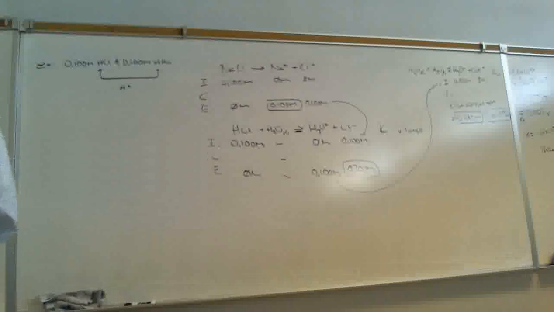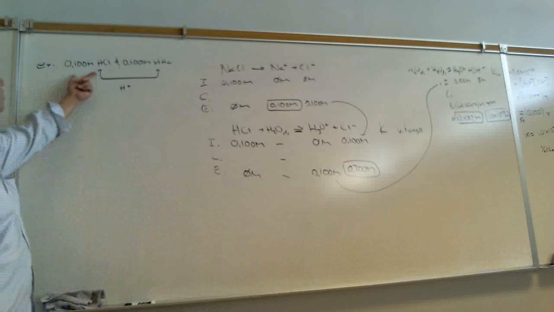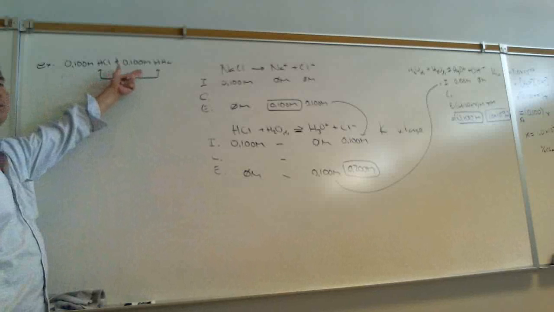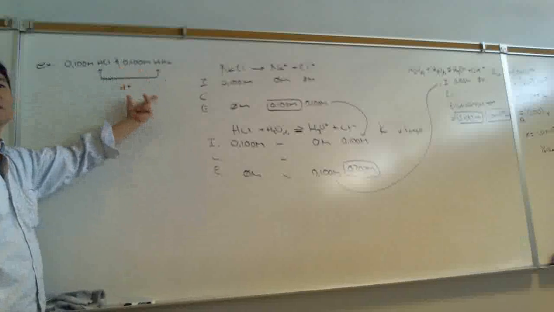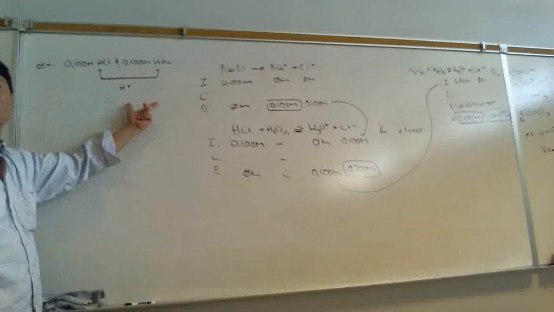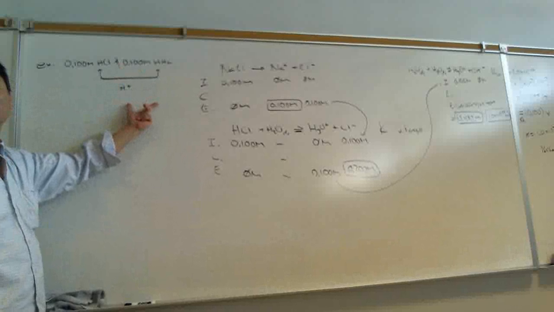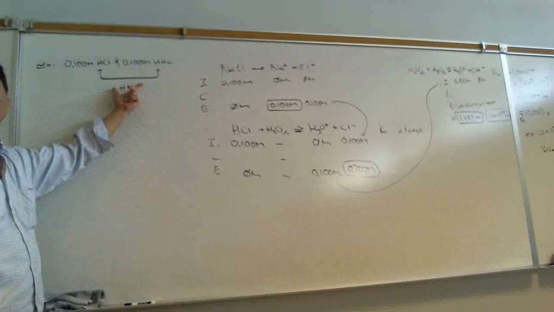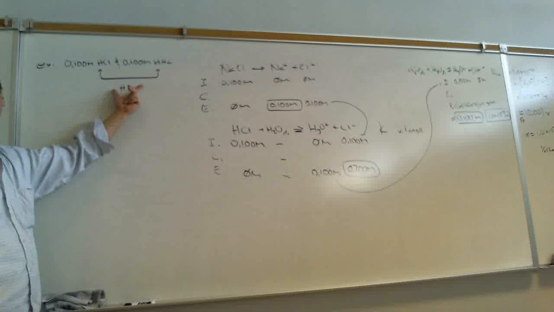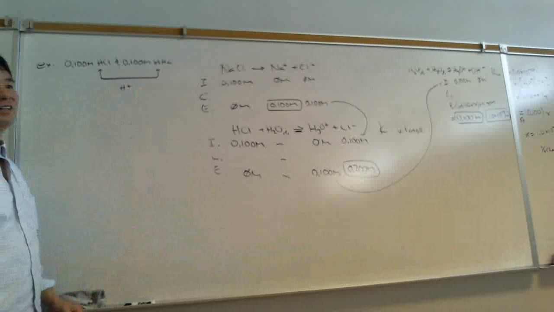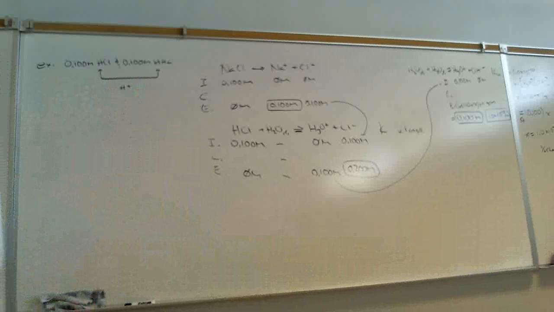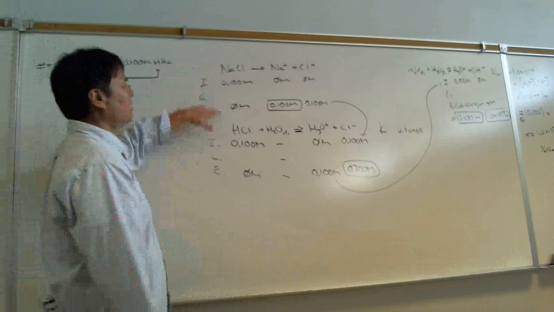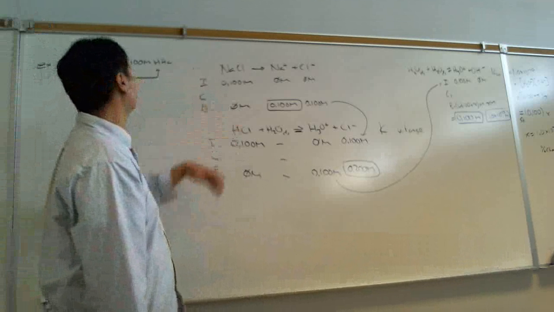And so do I just simply add up the two? For example, here I have 0.100 molar H plus and 0.100 molar H plus, which should give me 0.200 molar H plus. Can I just simply add those up? No. In this case, it doesn't work that way. And it's because of the K values. If you look at the K values here, the K value here is very large, and the K value here is very large.